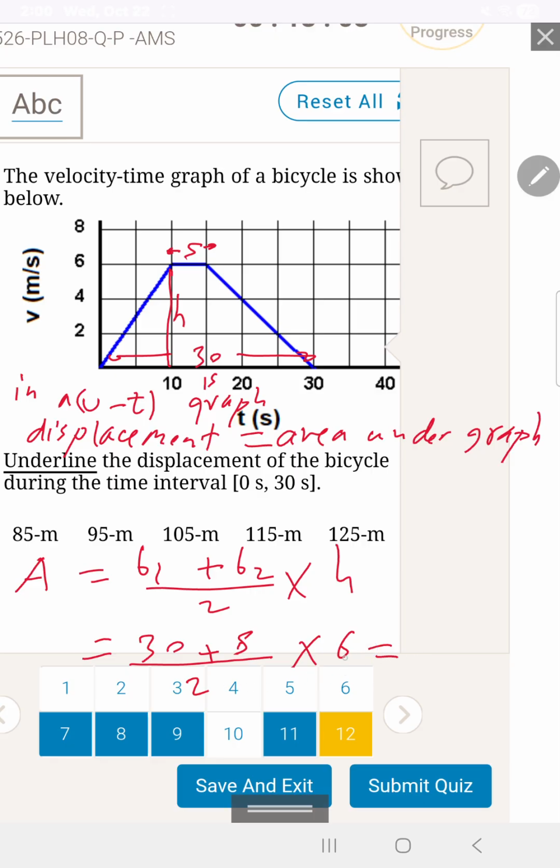Here we get, if you cancel this and this, you get 35 times 3. So 35 times 3, and that will be 105. And this is the correct option. You underline it.